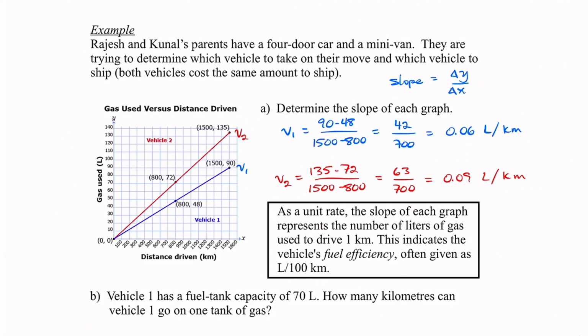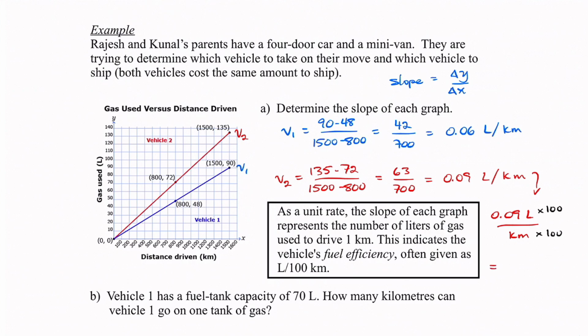So if you ever wanted to convert one of these, I'll just convert this one. If you had 0.09 and that was liters per kilometer, if you wanted to change this into liters per 100 kilometers, we need to get this kilometer right here to be 100. So in order to do that, we would have to multiply by 100, and then we'd have 100 kilometers. But if we do that in the denominator, you'd also have to do that in the numerator.